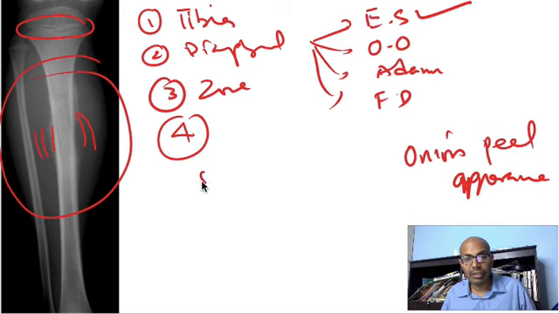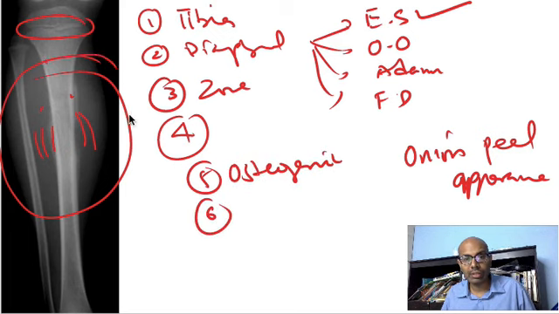Right, the matrix, there is some calcification of bone here, so it has some osteogenic potential. Okay, and the sixth one, the size, it's quite large. It is expanding here. The cortex has been breached.